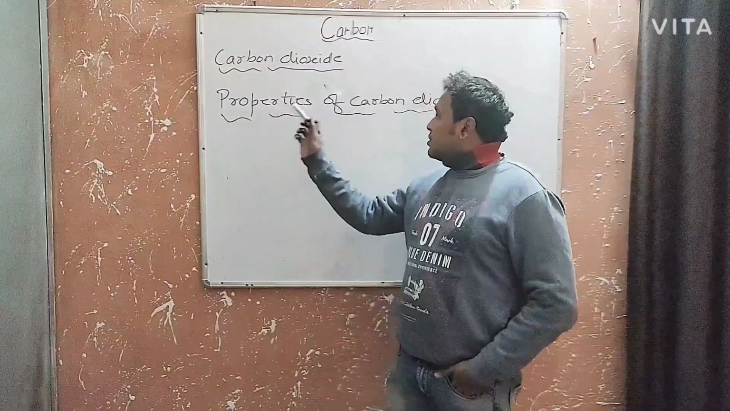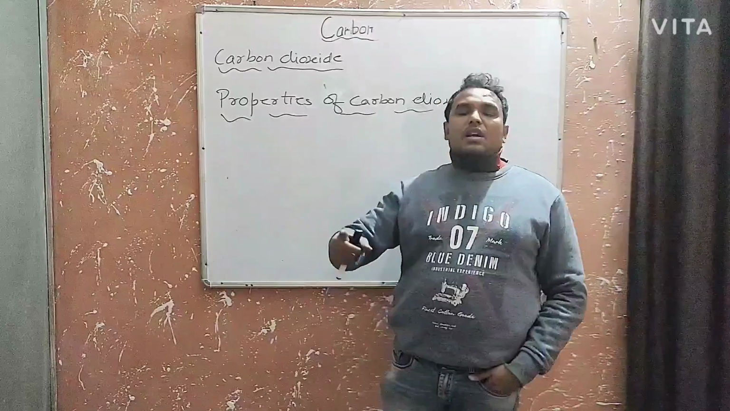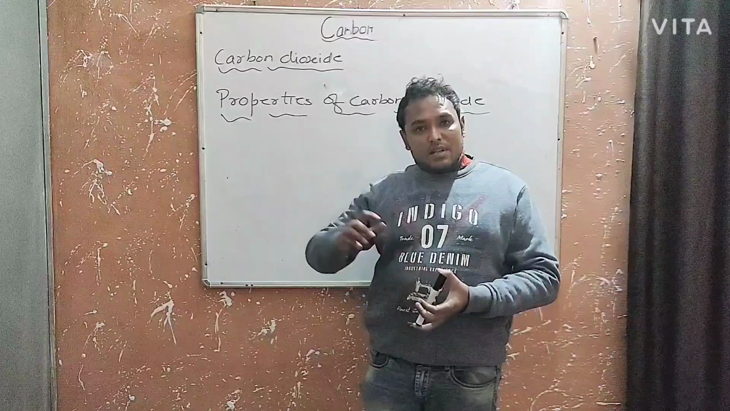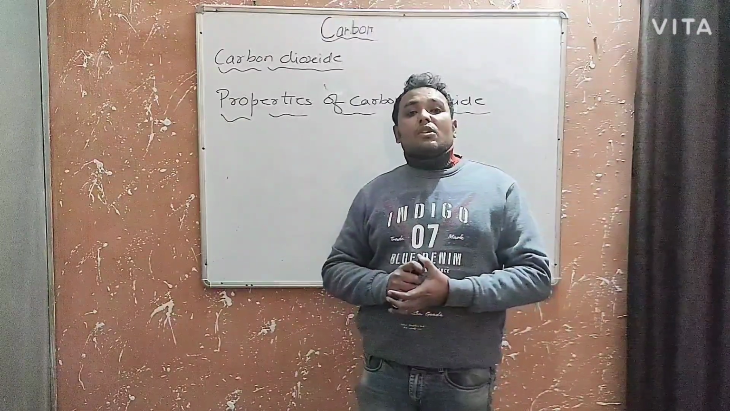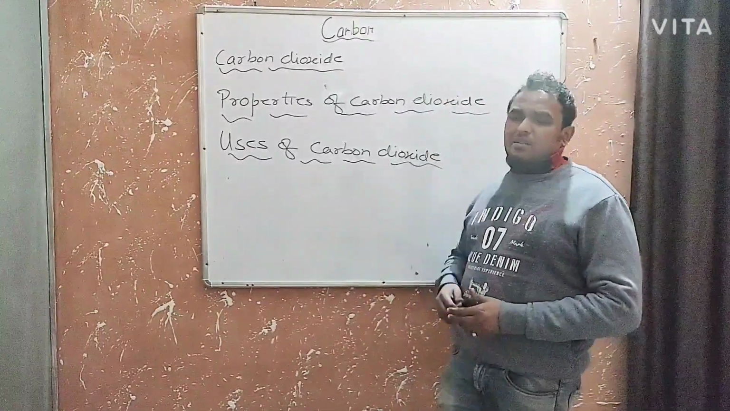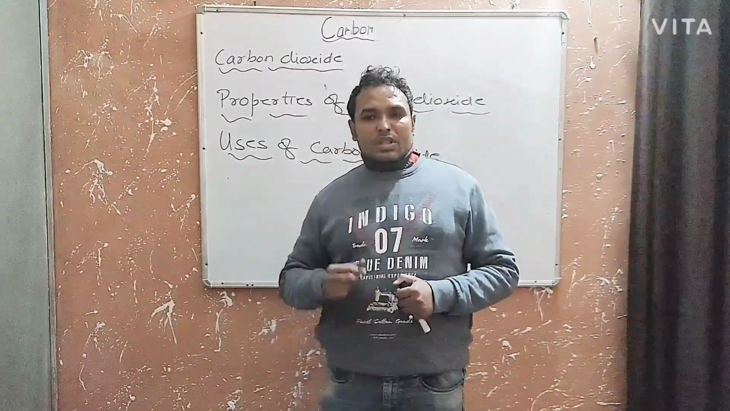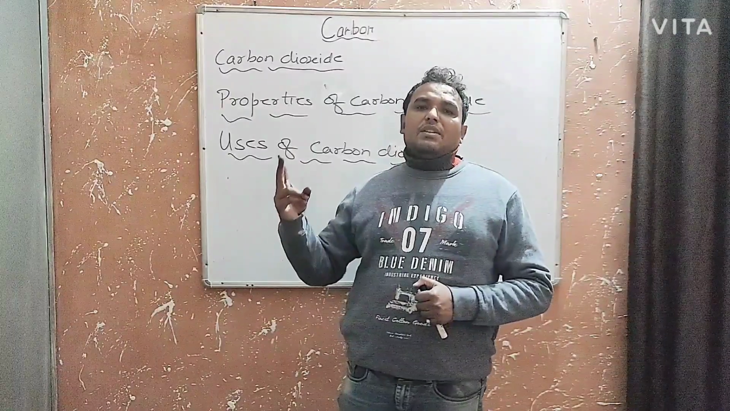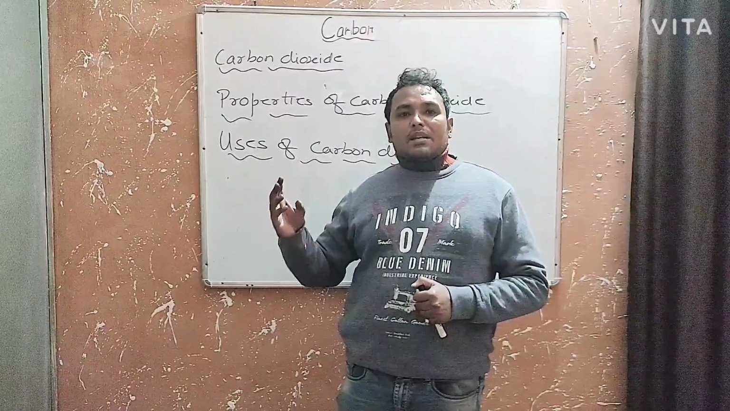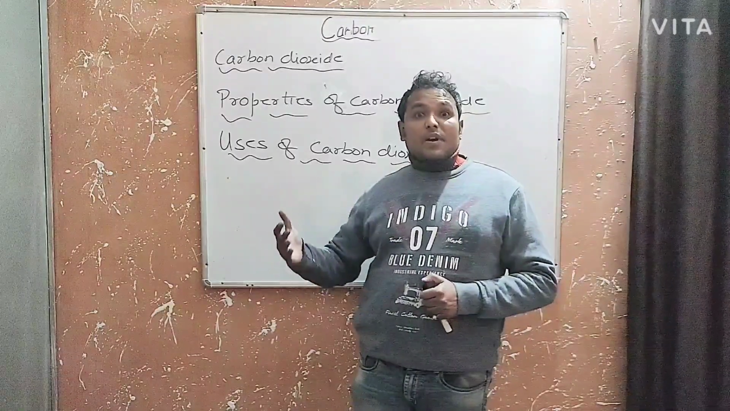The next topic is the properties of carbon dioxide gas. Carbon dioxide shows some physical properties. Very first, it is a colorless, odorless and tasteless gas. Second, it is heavier than air. Third, it is slightly soluble in water. Now, what are the uses of carbon dioxide gas? First, it is used by plants for the preparation of food. Second, solid carbon dioxide is used as a refrigerant. Third, carbon dioxide is used for making fizzy drinks. Fourth, it is used in fire extinguishers.